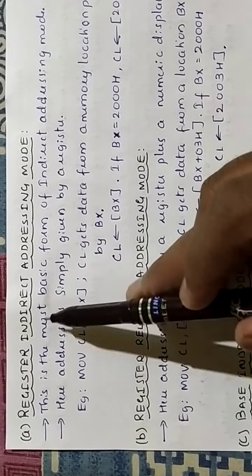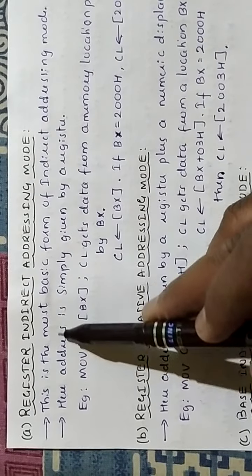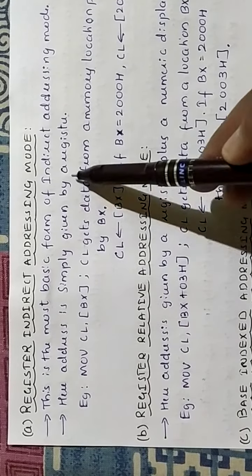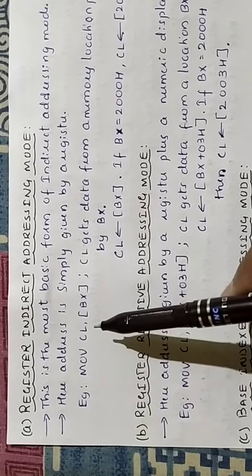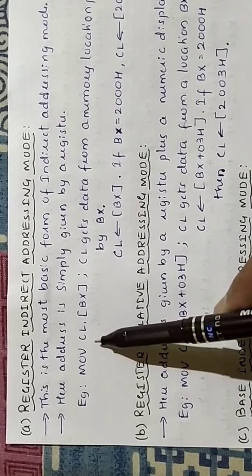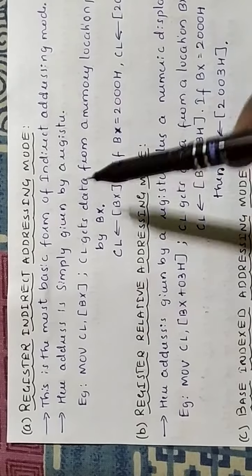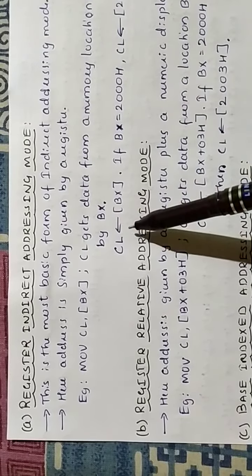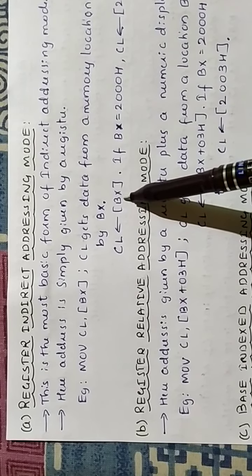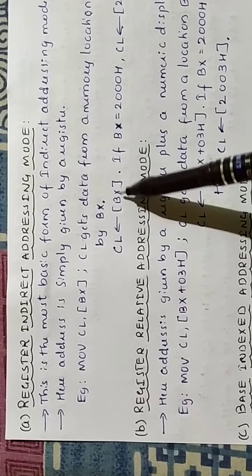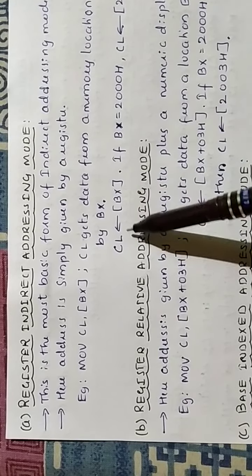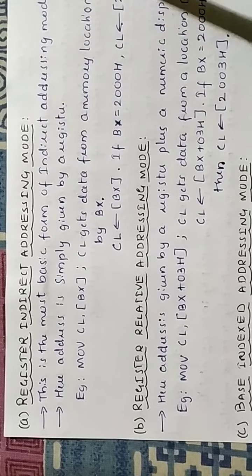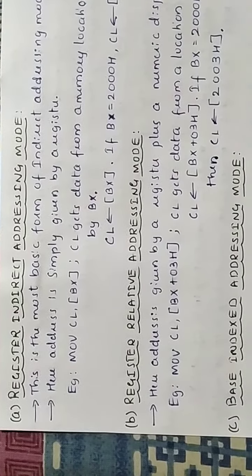The first one is register indirect addressing mode. This is the most basic form of indirect addressing mode. Here the address is simply given by a register. For example, MOV CL, [BX]. CL gets data from the memory location pointed to by BX. If BX equals 2000H, the data at location 2000H is moved into the CL register.